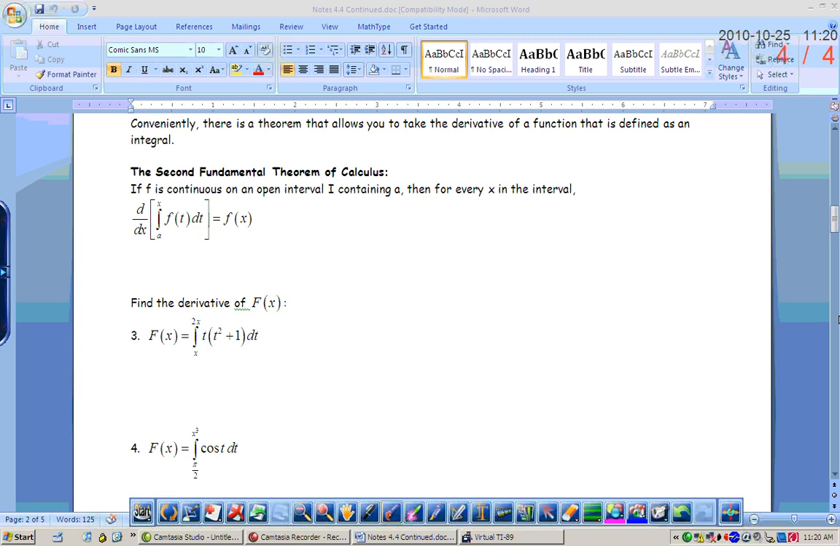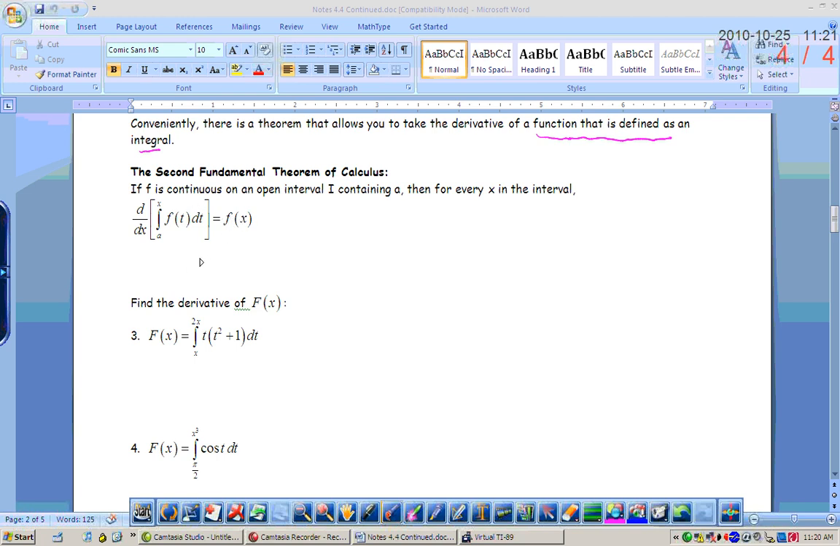So fortunately, there's a theorem that allows you to take the derivative of a function that is defined as an integral. Okay, you need to get used to that phrase right there, a function that is defined as an integral. A function that's defined as an integral is a function that says f of x equals the integral of something. Does that make sense? You okay with that? All right. The second fundamental theorem of calculus says that the derivative of the integral from a to x of f of t dt just equals f of x. Now, that looks too simple because that's not exactly what we got there.